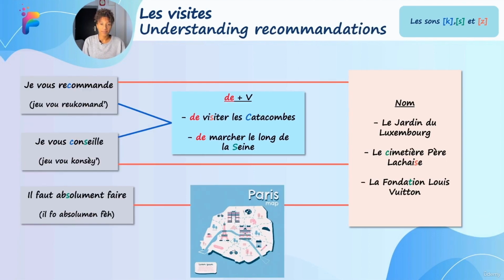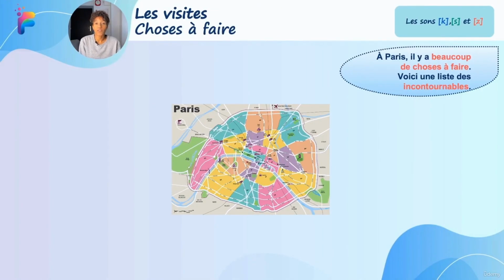Could we do? Things that you can do, things that you can visit in Paris. À Paris, il y a beaucoup de choses à faire. Voici une liste des incontournables. Those ones, you shouldn't miss them. Let's have a look together.